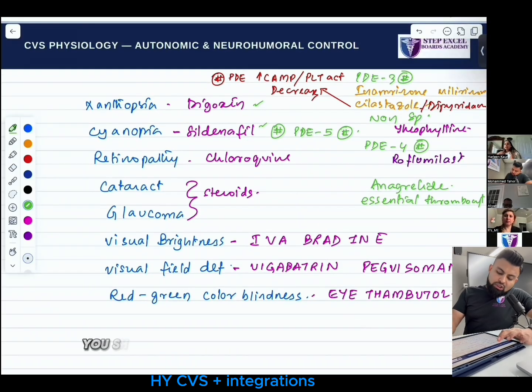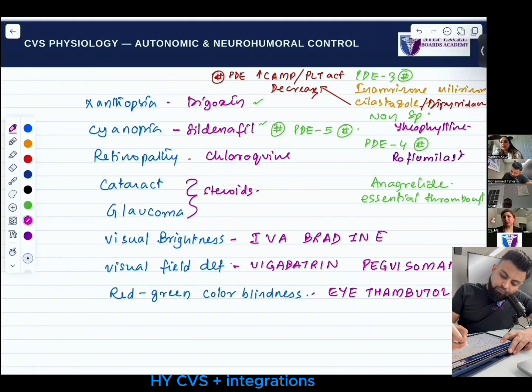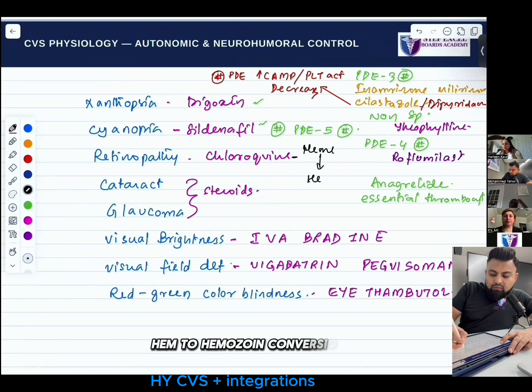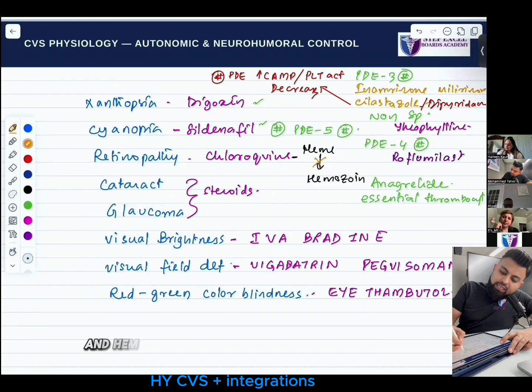So these conditions you should remember. Ivabradine mechanism again. By the way, chloroquine mechanism, quick. It inhibits the conversion of heme to hemozoin. So for Plasmodium, what happens? Basically, it inhibits the conversion, and heme is going to be toxic for the Plasmodia, right?